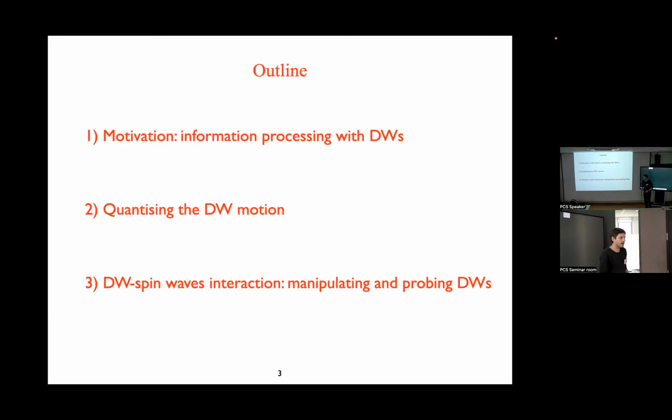So that's my outline: motivation, and we had two extremely interesting previous talks on the motivations, on using magnetic topological defects for information processing, not quantum. Then I will brush a bit on how to quantize the domain wall motion, but we already talked quite a bit about that, so I will not stay too long, but I will extend some aspects that he was discussing. And finally, I'll show that we get some interaction between the domain wall and spin waves that can be harnessed to manipulate and probe the domain wall quantum levels.